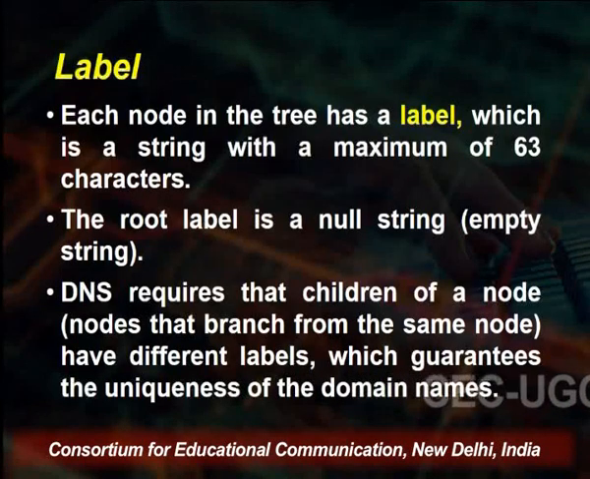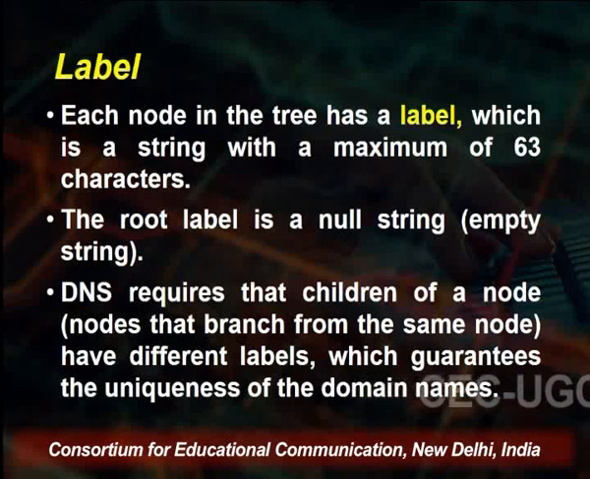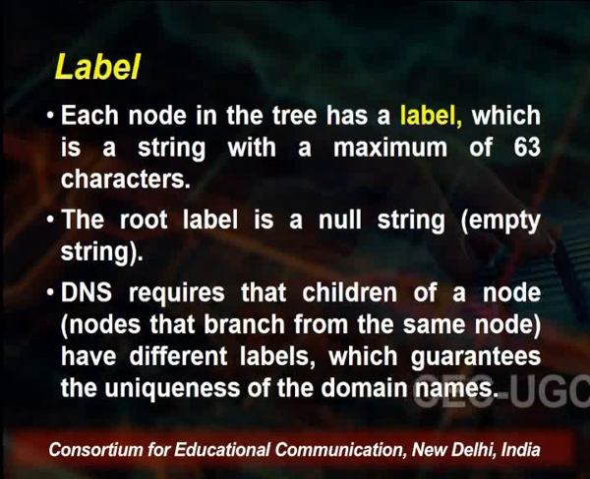Every node in the tree has a label. A label is basically an identifier which is a string, and the maximum length of a label is 63 characters. The root label is actually a null string, an empty string, because it does not have any label. DNS requires that the children of a node, that is the different nodes that branch from the same node, have different labels. Because of this, we guarantee the uniqueness of domain names.